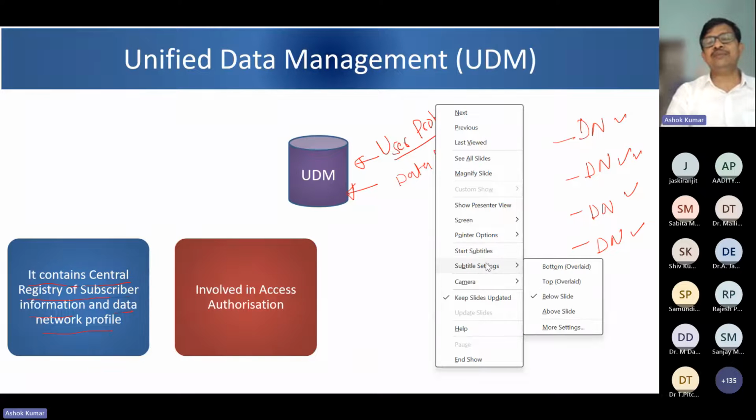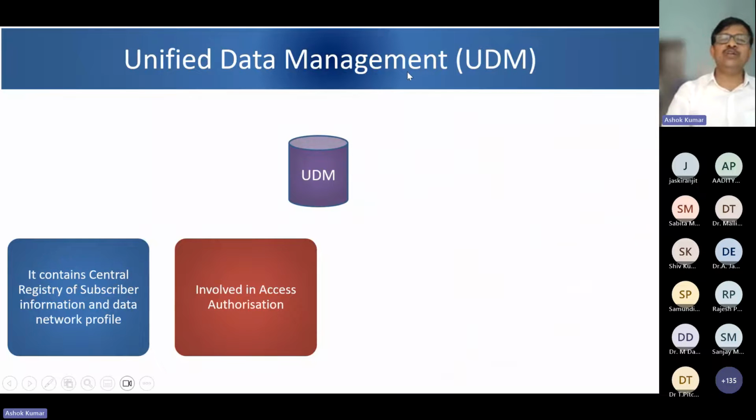So UDM plays a role in access authorization because only UDM knows which service has been subscribed by a user. Whenever a user is trying to access some service, authorization has to be made. Although authorization will be made by AMF, that data is with UDM. So UDM provides that subscription data to AMF, SMF, and other network functions as and when required. So it is involved in access authorization in that sense.